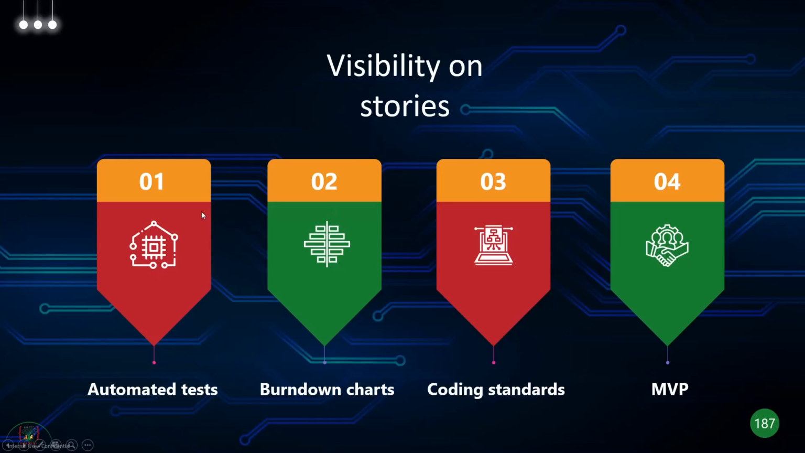The other thing is burndown charts. We already saw how they give you visibility on stories. Then, there are some coding standards that every team should follow, especially to reduce technical debt. And there are a couple of slides on technical debt that I will go through. Of course, the MVP, the minimum viable product that you're presenting, is going to give you a lot of visibility on your finished stories.